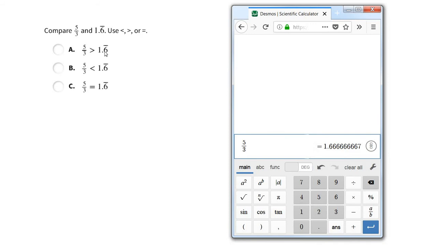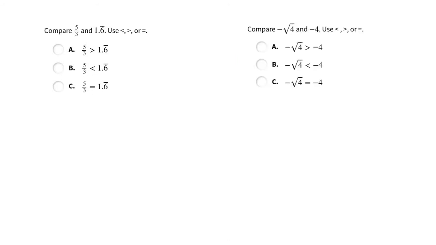This would mean 5/3 is bigger than that. 5/3 is less than, or 5/3 is equal to. And so I like that one there. How about this guy? Negative square root of 4 and -4.